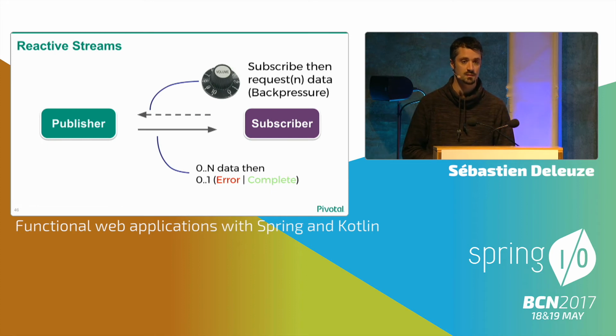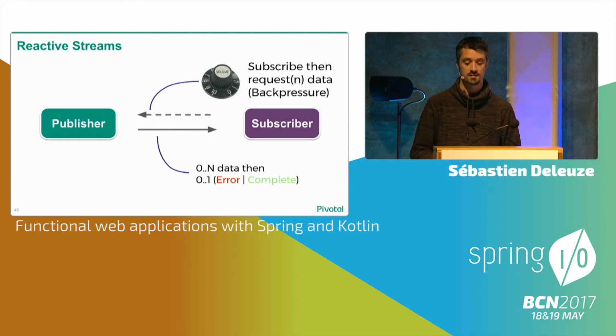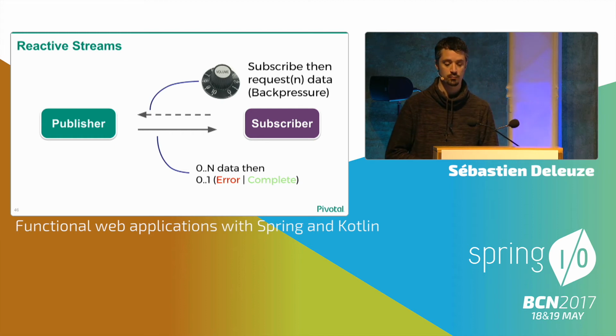Reactive Streams is a specification for data transfer between a publisher and a subscriber. The subscriber subscribes to the publisher and requests data, for example 1, 2, 3 elements. The publisher sends the data to the subscriber, but never more than requested. That's the back pressure. And then the exchange eventually completes, with a complete successfully or an error event.